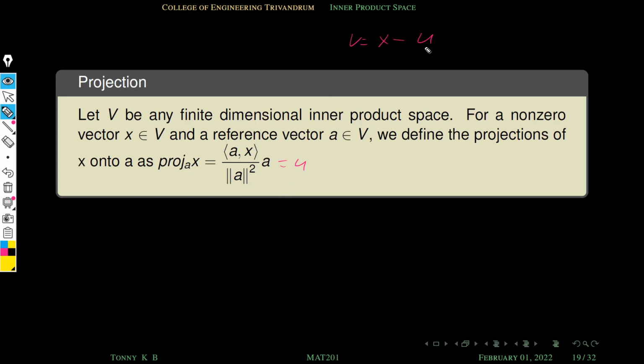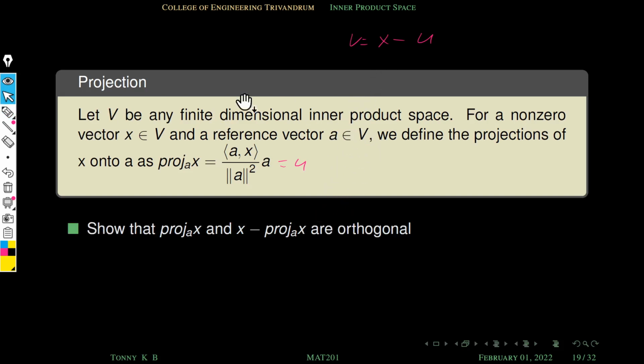That is v equal to x minus u. In 2D we know that this u and v are perpendicular in our normal sense. Now we consider general space. In this general space there is also a nice property between u and v: they are orthogonal with respect to the inner product. That's our next problem.